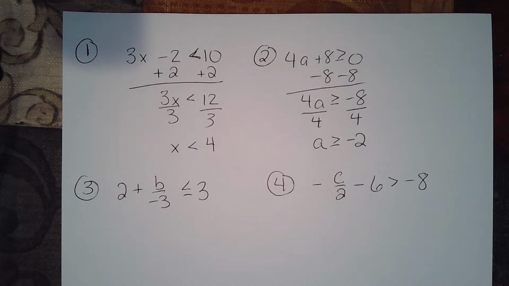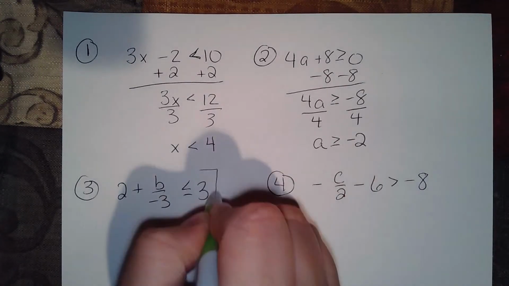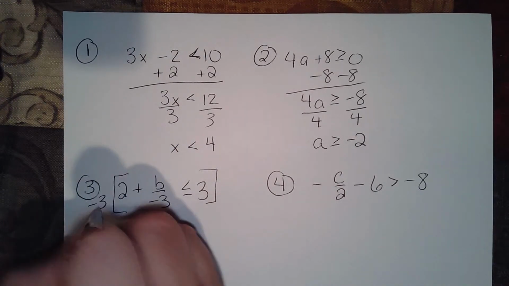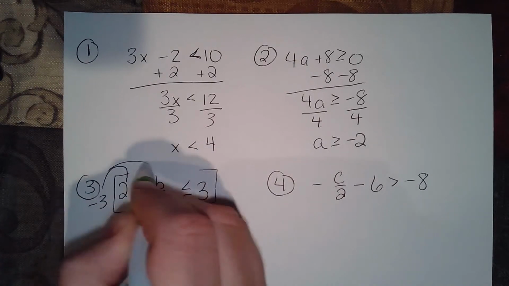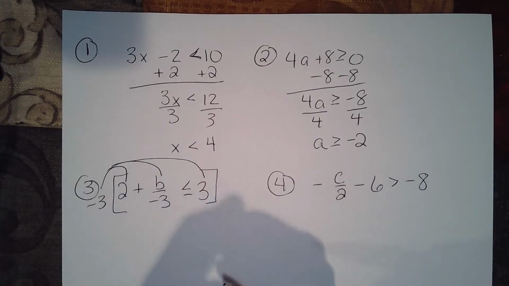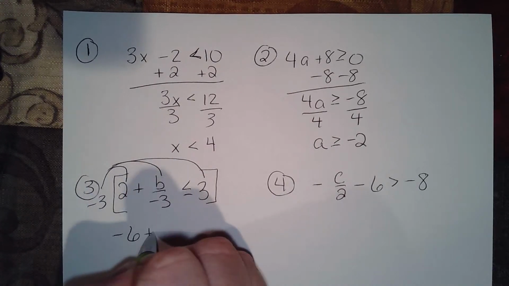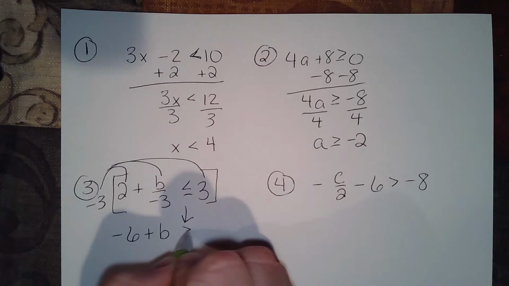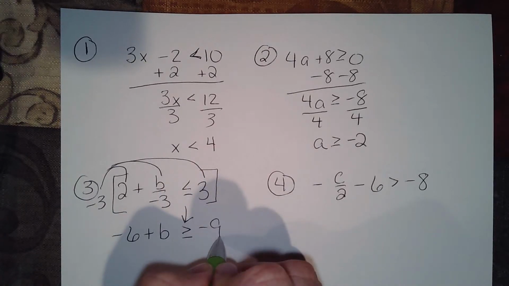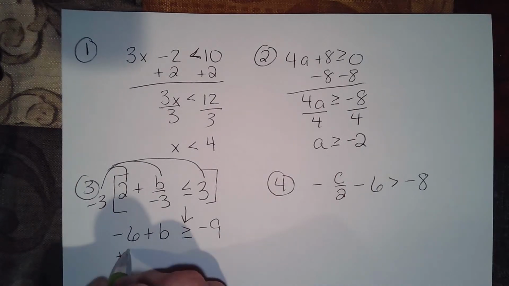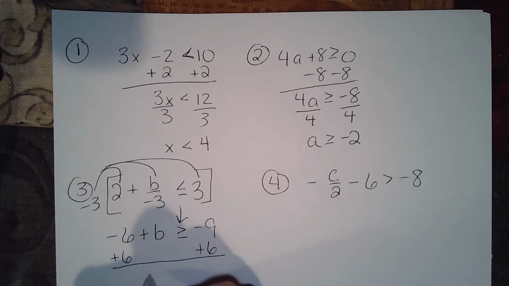So the first thing we're going to do in number 3 is clear the fraction. So I'm going to multiply by -3. So when you multiply by -3, this is going to do a lot of things. It's going to change your inequality sign, and it's going to flip everything around. So this becomes -6 plus b. This becomes less than or equal to -9. And now all you have to do is add 6 across, and you're going to get b is greater than or equal to -3.